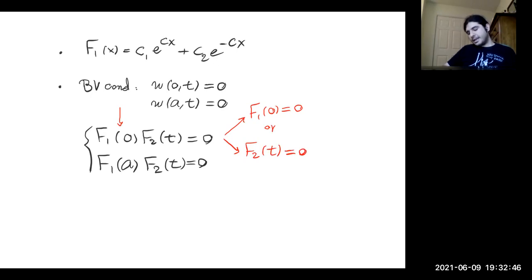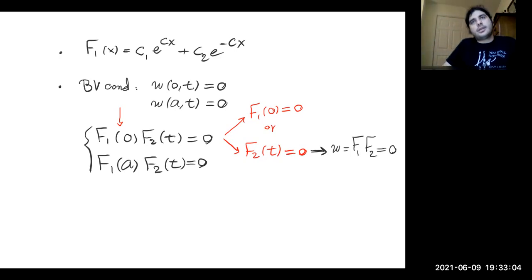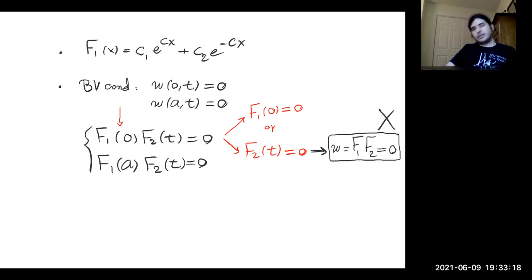But the problem with the second option is that if f2 is always 0 for any t, and w is equal to f1 times f2, then w would always be 0. And that's not an interesting solution. It probably wouldn't satisfy the initial condition. Even if it does, even if the initial condition is w being 0, this is a trivial solution. So w being equal to 0 is not interesting to us. This is not our answer. Therefore, we should assume f1 of 0 is equal to 0.